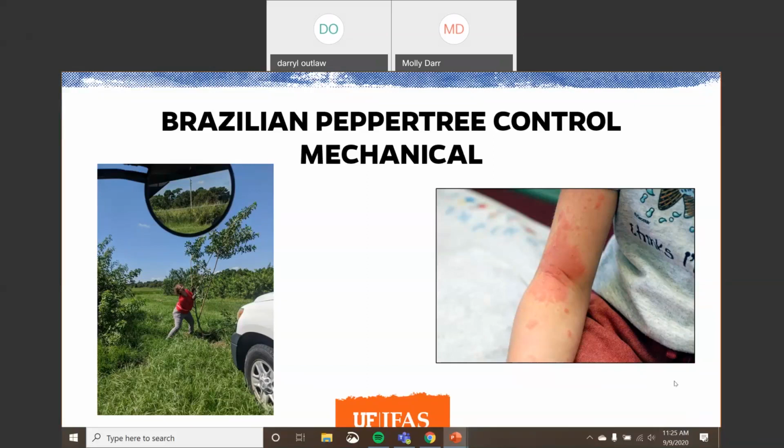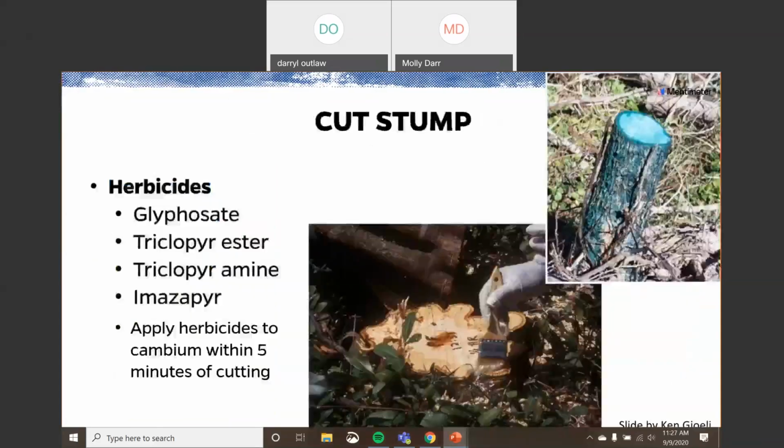So, cut stump applications. There are several different herbicides that you can use for this. You can use glyphosate, triclopyr ester, or imazamox. All work. It's really important to apply the herbicides to the cambium within 5 minutes of cutting.